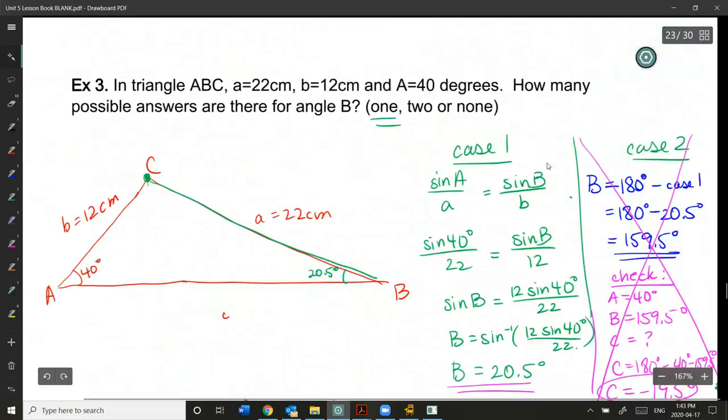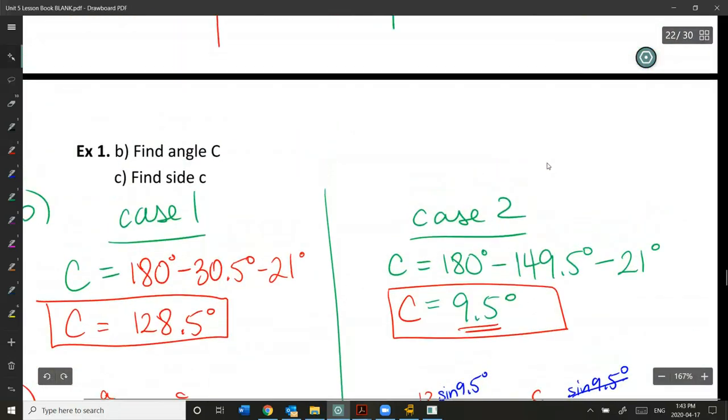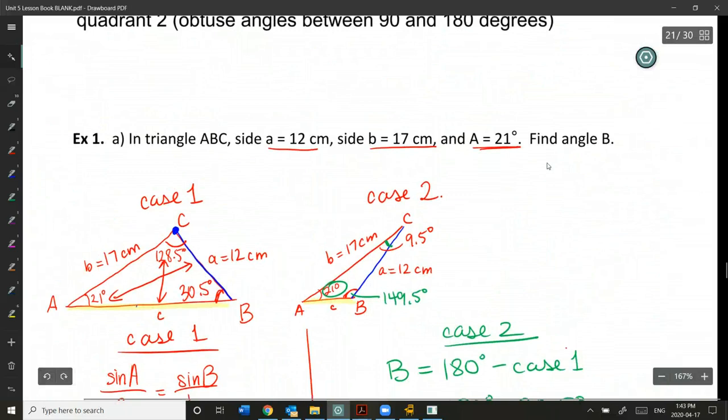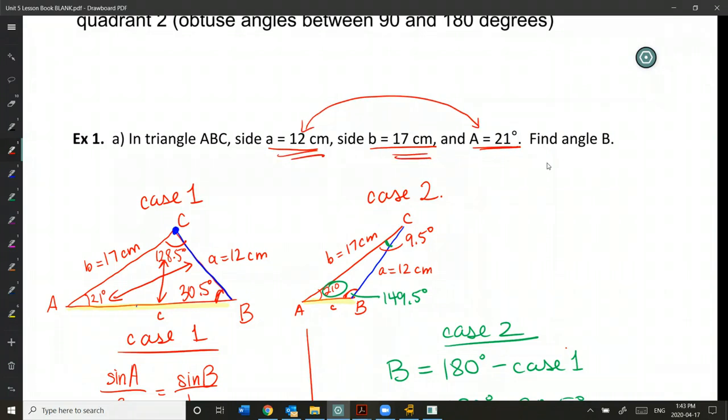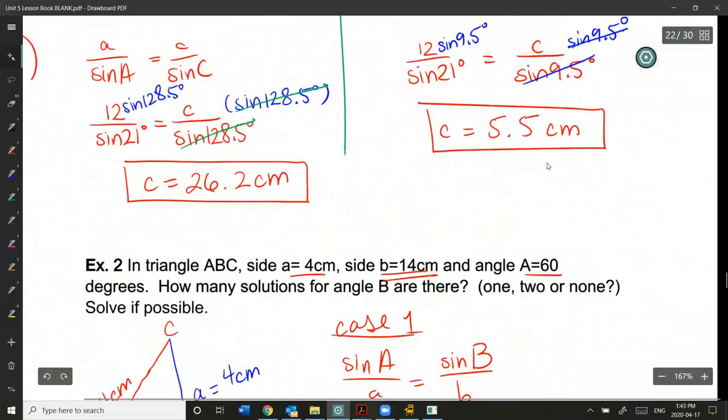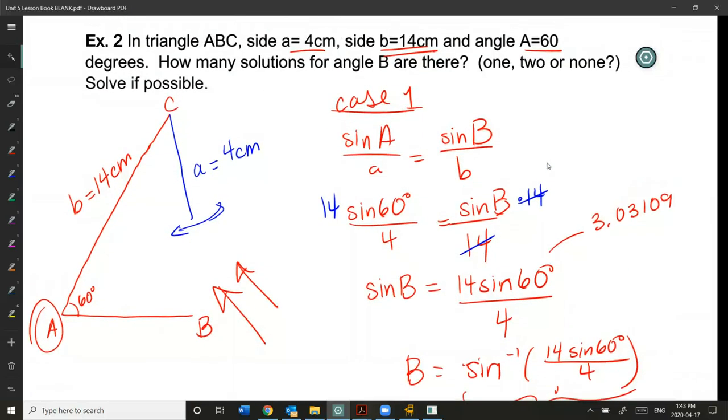So examples 1 and 2 give a good idea of what this looks like. So in this scenario, the side across from the given angle is shorter than the additional side length given. In this case, there's 2 triangles that can be created. But let's say side A was really, really, really short. That's example 2. Example 2 says that if the side across from the angle given is shorter than the additional side, then sometimes there can be 2 triangles, but if it's too short, then there's actually 0 triangles that can be created.